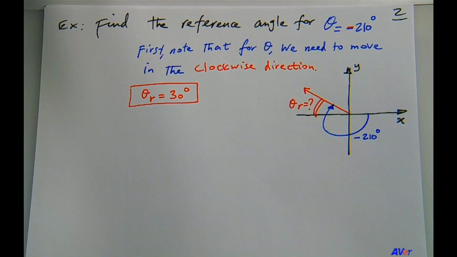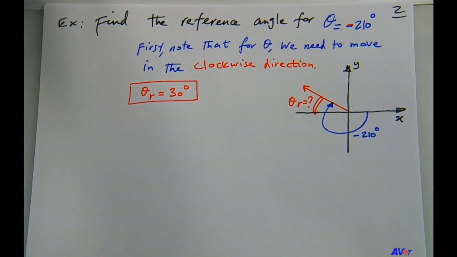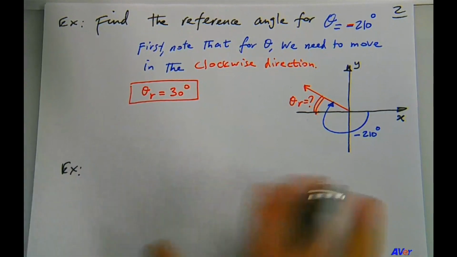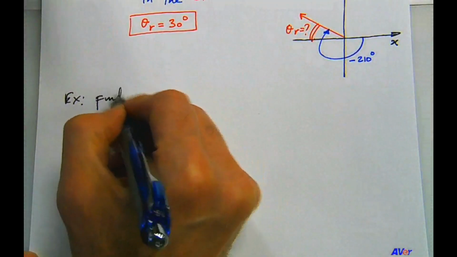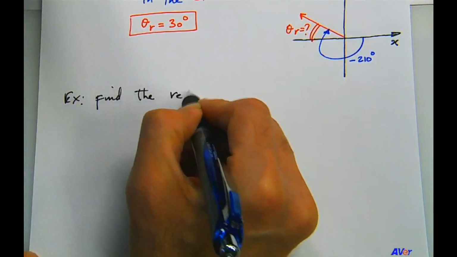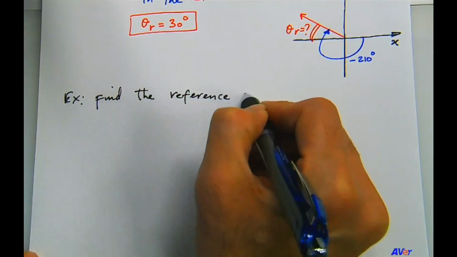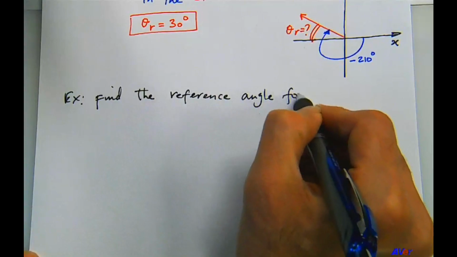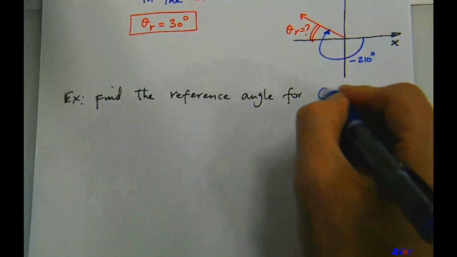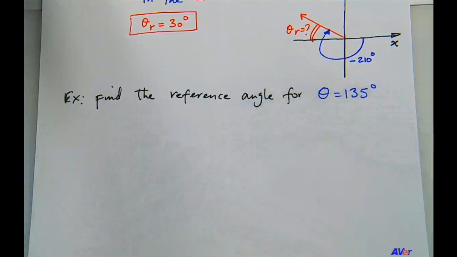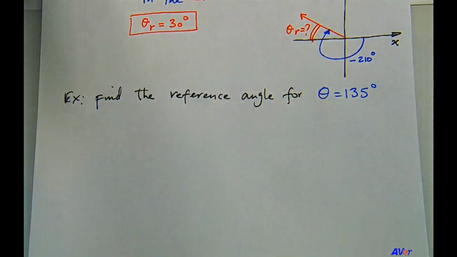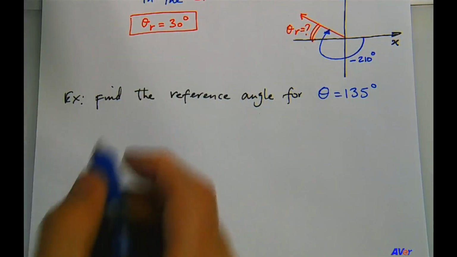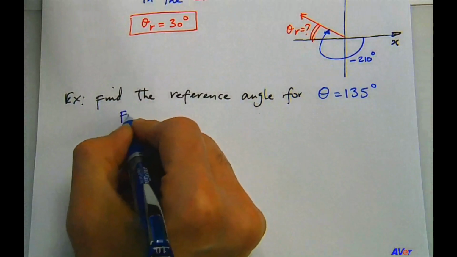So let's do another one. Let's find the reference angle for theta equals 135 degrees. This time, notice this is positive, so the movement is going to be in the counterclockwise direction.